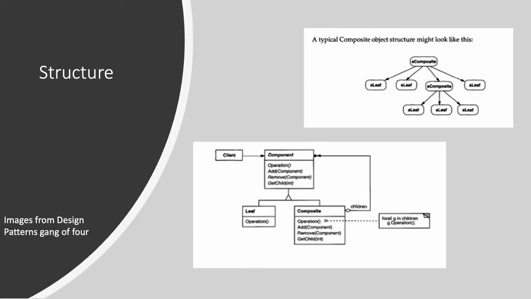The structure of the composite pattern is a simple tree made up of 4 different classes: the component class, the composite class, the leaf class, and the client class. As seen above, the component acts as the interface for both the leaf and the composite.